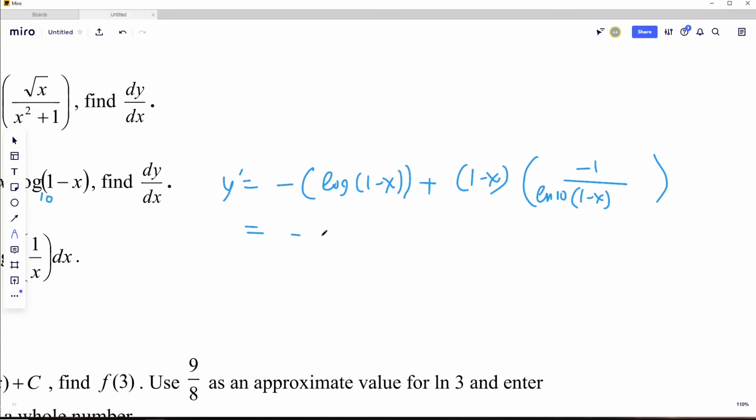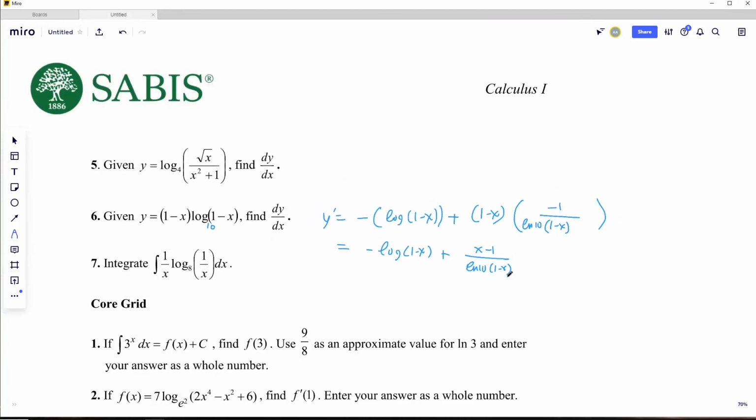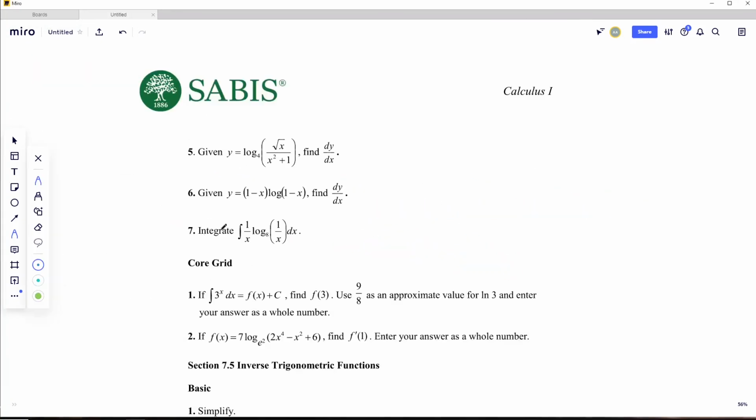Nothing special really. Minus log 1 minus x plus, I'm going to swap these two, x minus 1, because there's a minus, so I just distributed the minus, x minus 1, over ln 10 into 1 minus x. That's it.